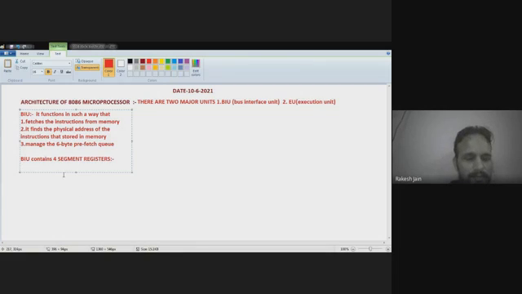I will write them down: the stack segment register, second, the code segment register, the data segment register, and the extra segment register.